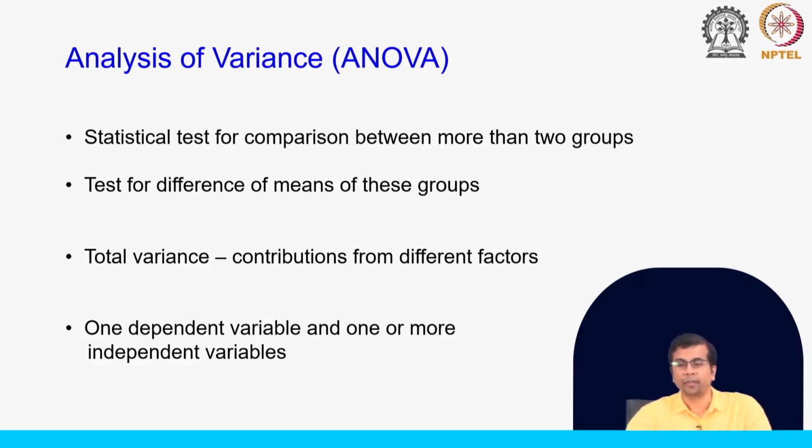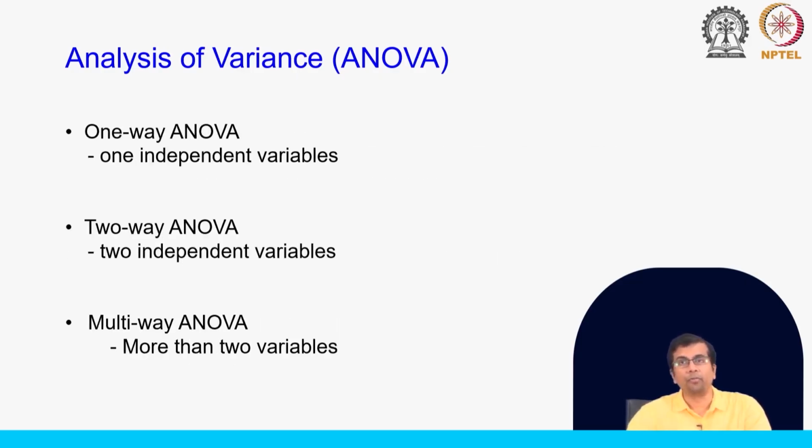We can have one way ANOVA or two or multi-way ANOVA. Again there might be different names. The most common are the one way or two way ANOVAs. In one way ANOVA we have one independent variable, whereas in two way ANOVA we have two independent variables, and you can have more than two independent variables as well.